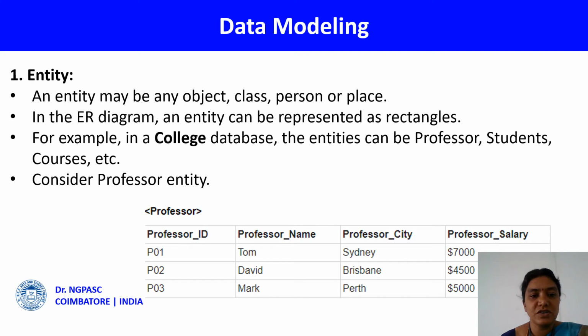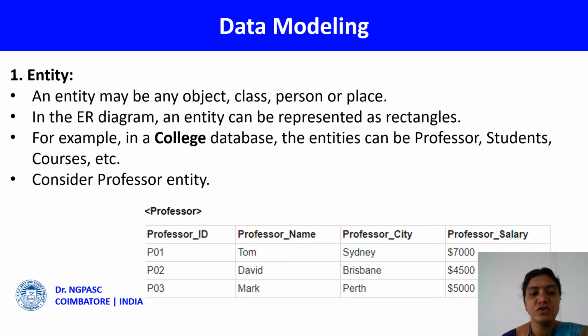Suppose you are considering the professor entity. What information are you going to store about that professor entity? In this table, I am going to store the information of professors as the ID of the professor, the name of the professor, the city he or she belongs to, and the professor's salary. These are the pieces of information that I am going to store. Here professor is my entity, whereas professor ID, professor name, professor city, and professor salary are all attributes of the entity professor.